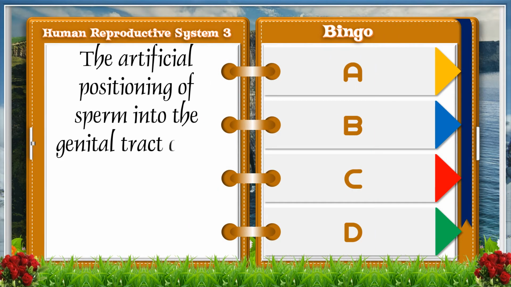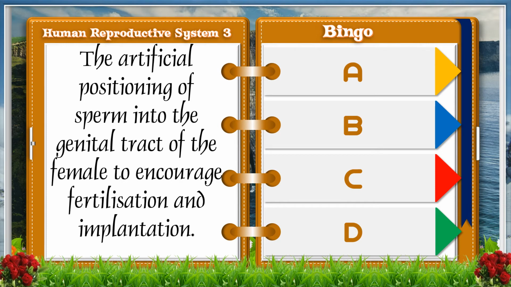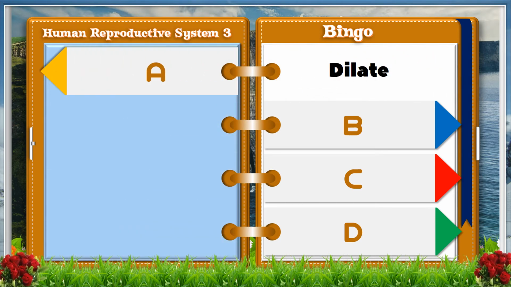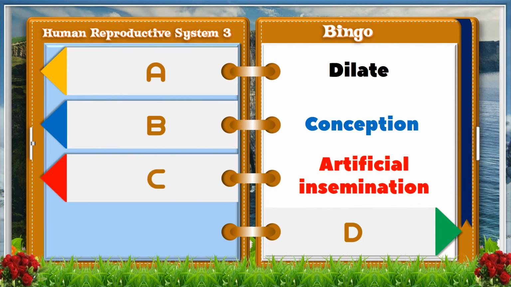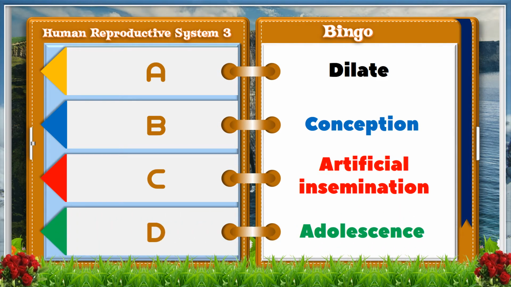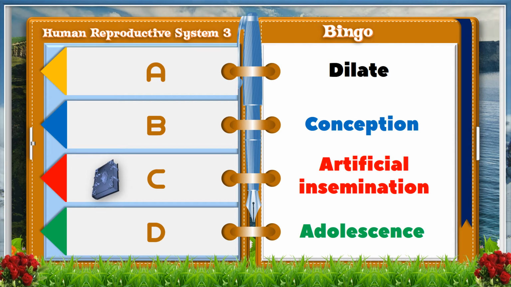The artificial positioning of sperm into the genital tract of female to encourage fertilization and implantation. A. Dilate. B. Conception. C. Artificial insemination. D. Adolescence. And the answer is C. Artificial insemination.